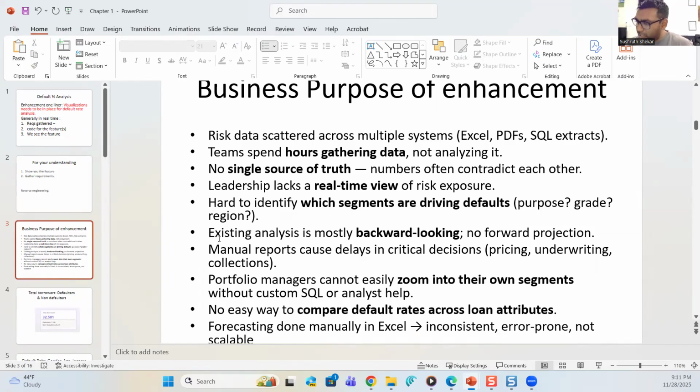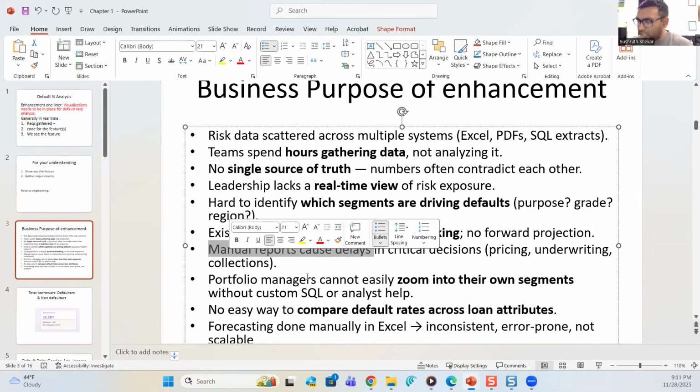Existing analysis is mostly backward looking. There's no forward projection. With these reports, you can figure out what needs to be done moving forward. Manual reports cause delays in critical decisions. I just want to see that picture, that visualization, and I want to take a decision. I don't want to be looking into chunks and chunks of numbers.